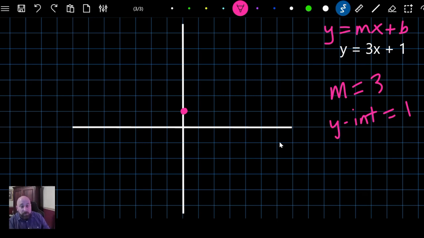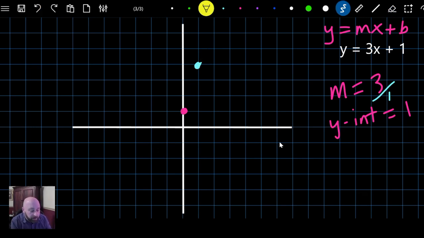Now, don't be confused by the number 3, because a lot of students will get confused by that. Remember that it's technically 3 over 1, right? Because slope is always a fraction. It's always rise over run. So we're going to come up here, and we're going to rise 3, 1, 2, 3, and we're going to run 1. So our next point is going to be right there. And look, now we have 2 points. How many points do you need to draw a line? You only need 2 points to draw a line. So there you go. There's our line.